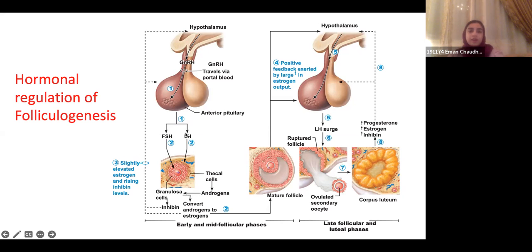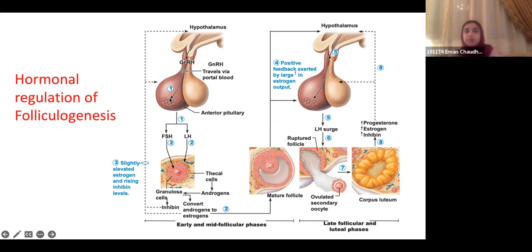Okay? Your LH is going to your thecal cells, and that is more responsible for androgen production, which go to your granulosa cells that become estrogen and inhibin. Okay? These go back to your pituitary. So the estrogen will go back in the first 10 days and say, hey, stop releasing LH.